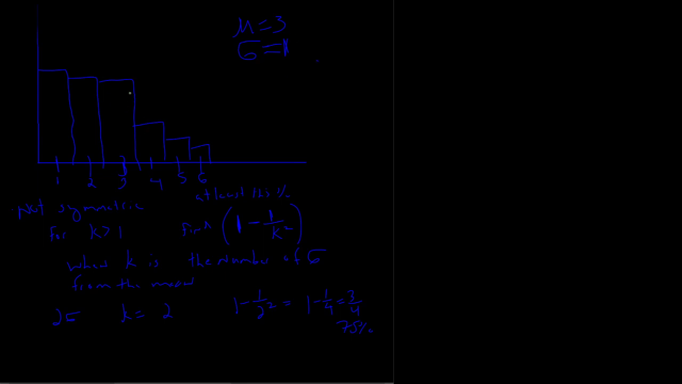And so we want to know how many people have between 1 and 5. And so 1 and 5 is here. We want to know at least how many people are within this bit of our distribution. Now this is not symmetric. This is not a normal curve, so we'll use Chebyshev's formula, which is 1 minus 1 over k squared, is the percentage.